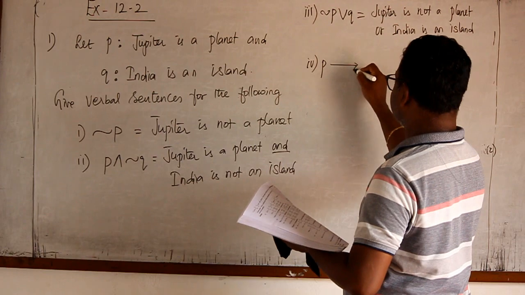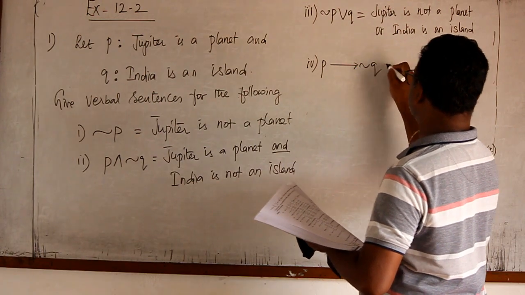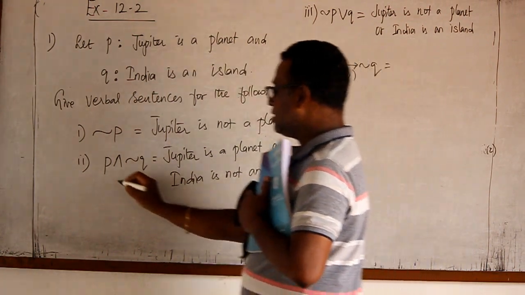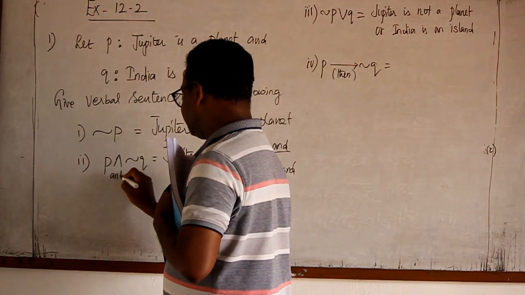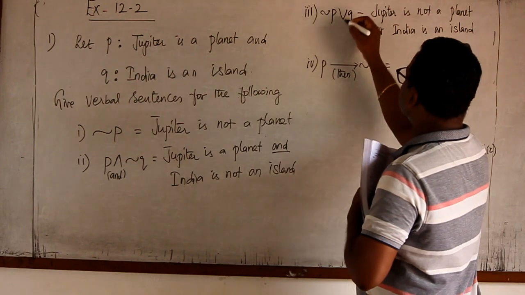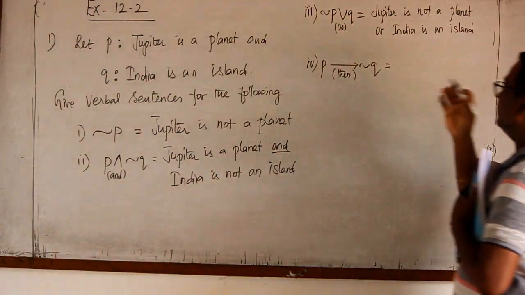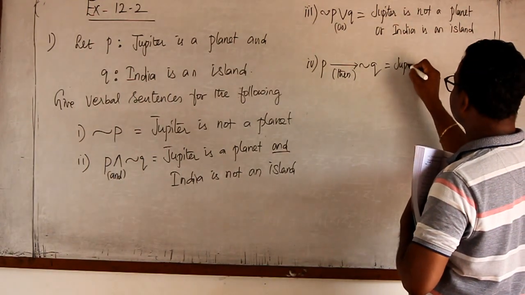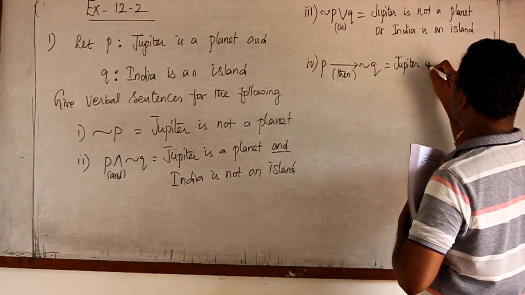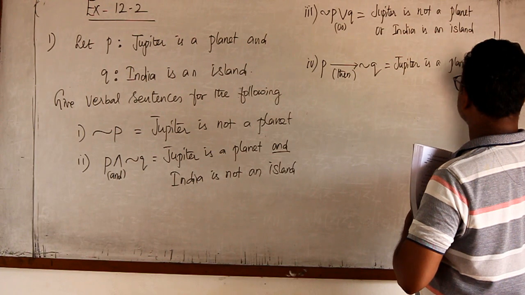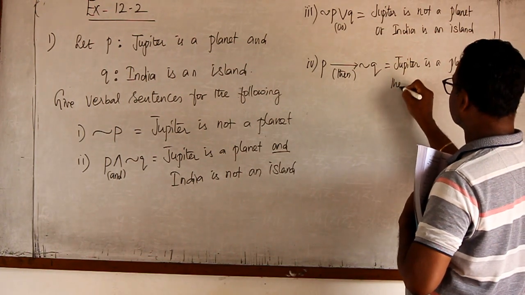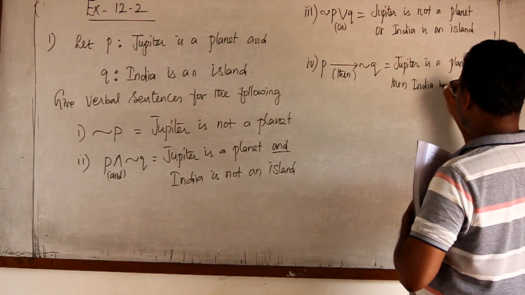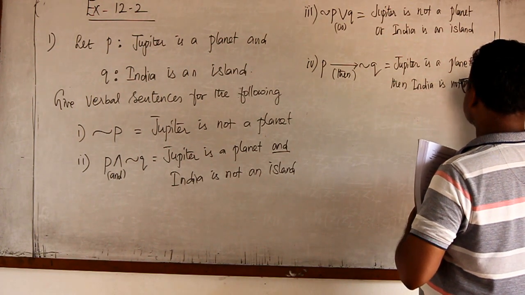Fourth one. P implies negation of Q. So can you understand? This cap means and. This V means or. This arrow means then. So can you say Jupiter is a planet, then negation means negative, India is not an island.